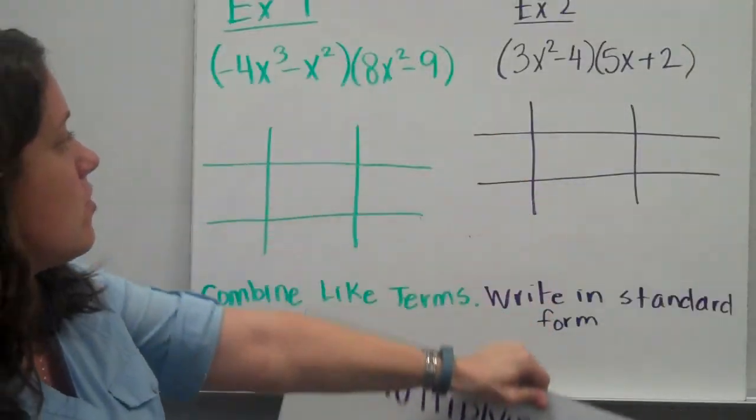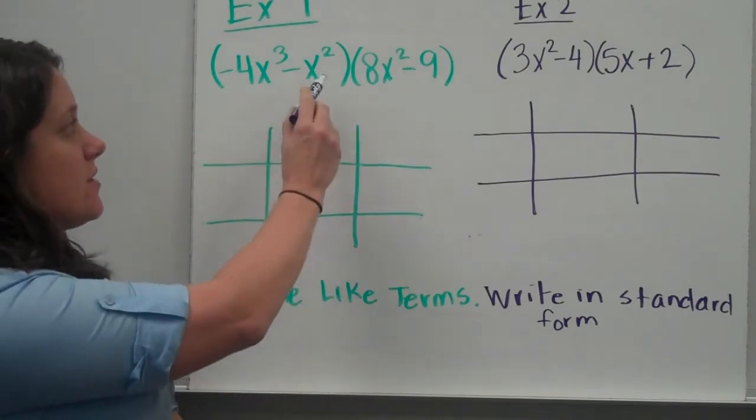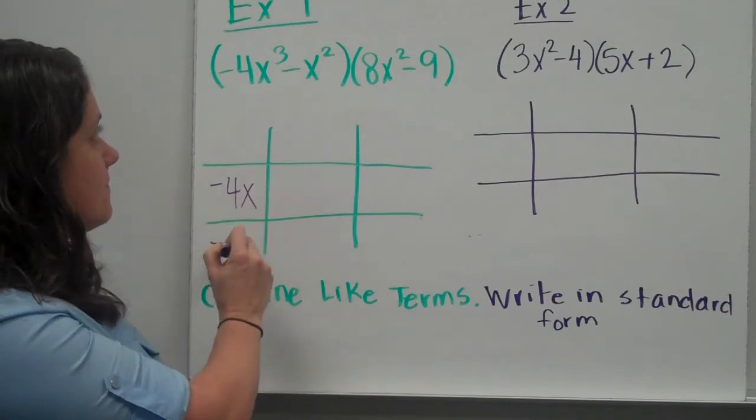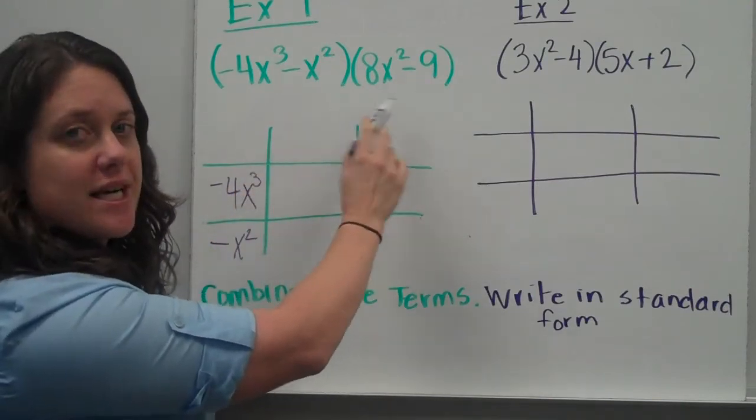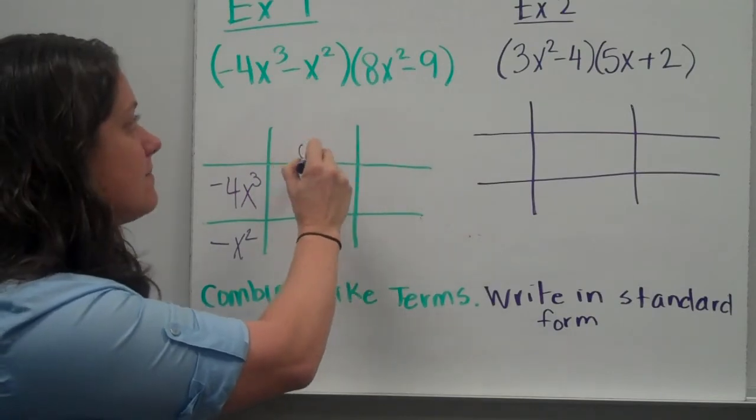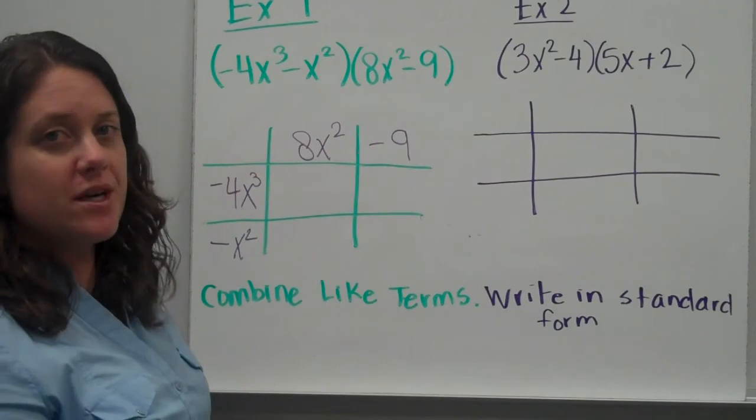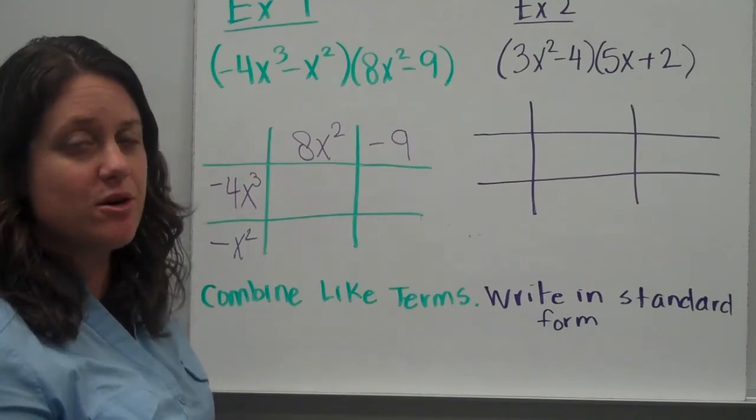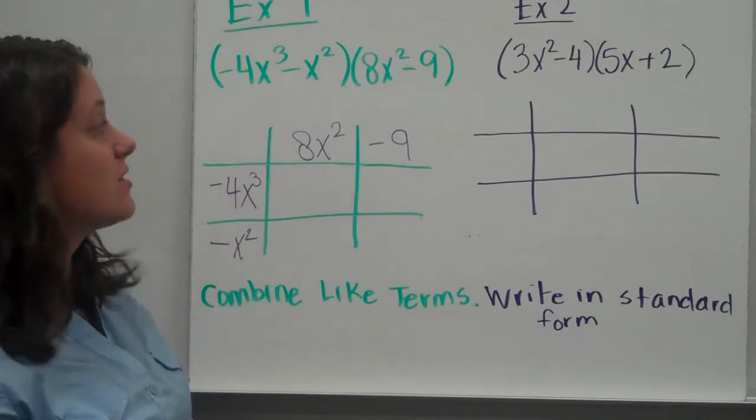Alright, so let's try one more using this method. Again, I'm going to write these terms over at the side, and I'm going to write the terms of the second polynomial up at the top. This might be a good place to pause and see if you know how to do this correctly. I'm just going to go through this. After you've paused, go ahead and watch and make sure you have this correct.